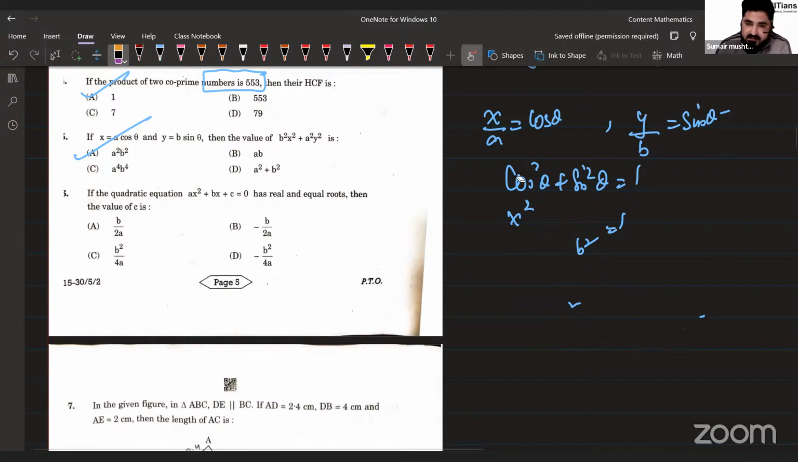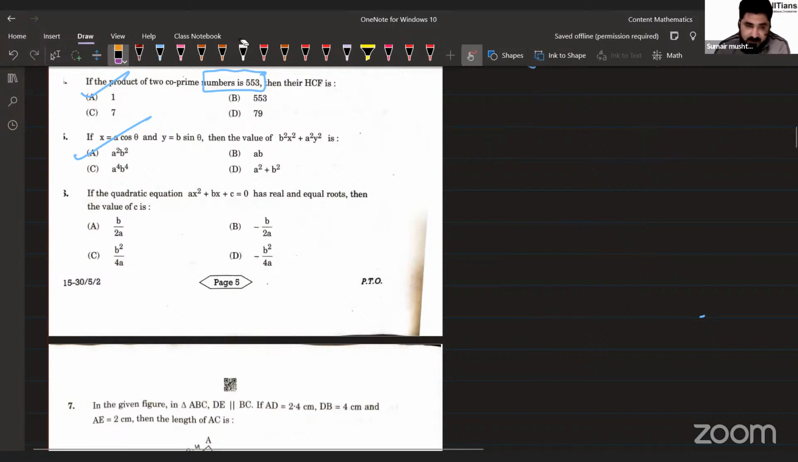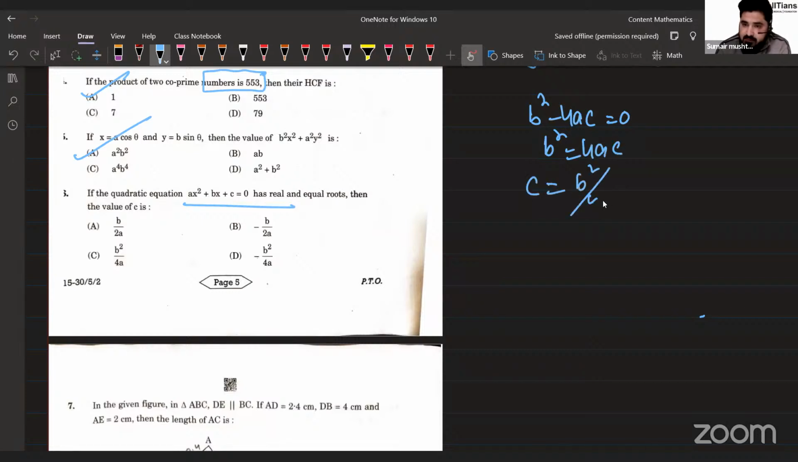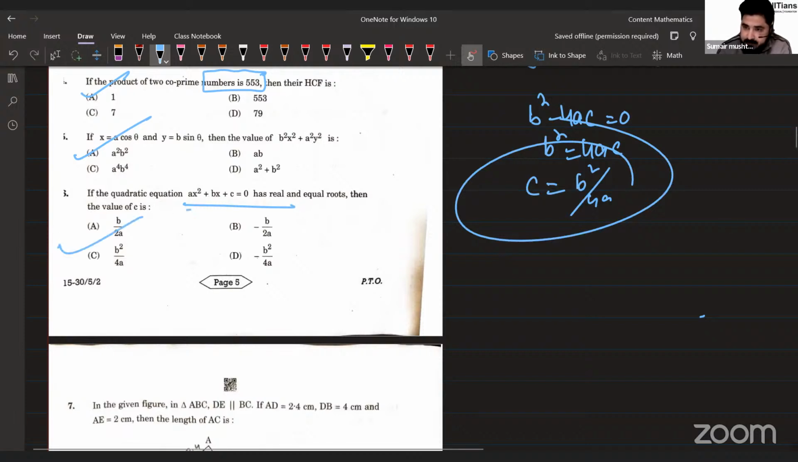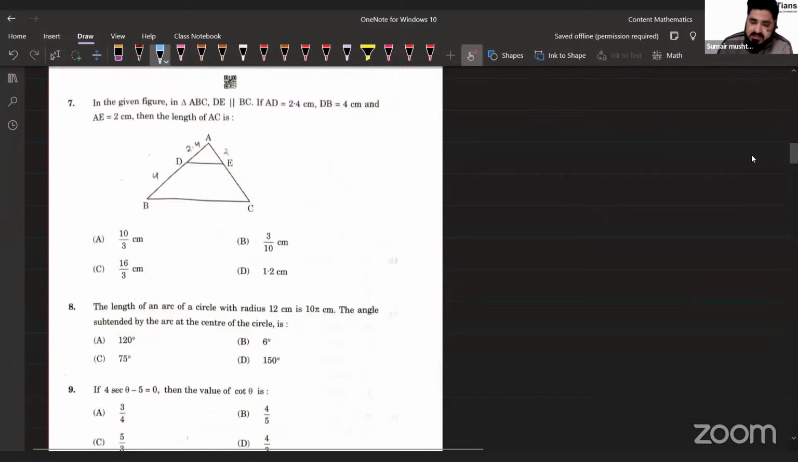Okay. See, this is also one of the easy questions. Easy. I don't even need to do all this. See, a quadratic equation is given. So you know it has real and equal roots. Real and equal roots means the discriminant D is equal to 0, isn't it? That means b square minus 4ac is equal to 0. You have to find the value of c. So b square is equal to 4ac, so c will be equal to b square by 4a. Simple answer. That is b square by 4a. That's option number 3. See how easy these questions are getting. These are so easy.